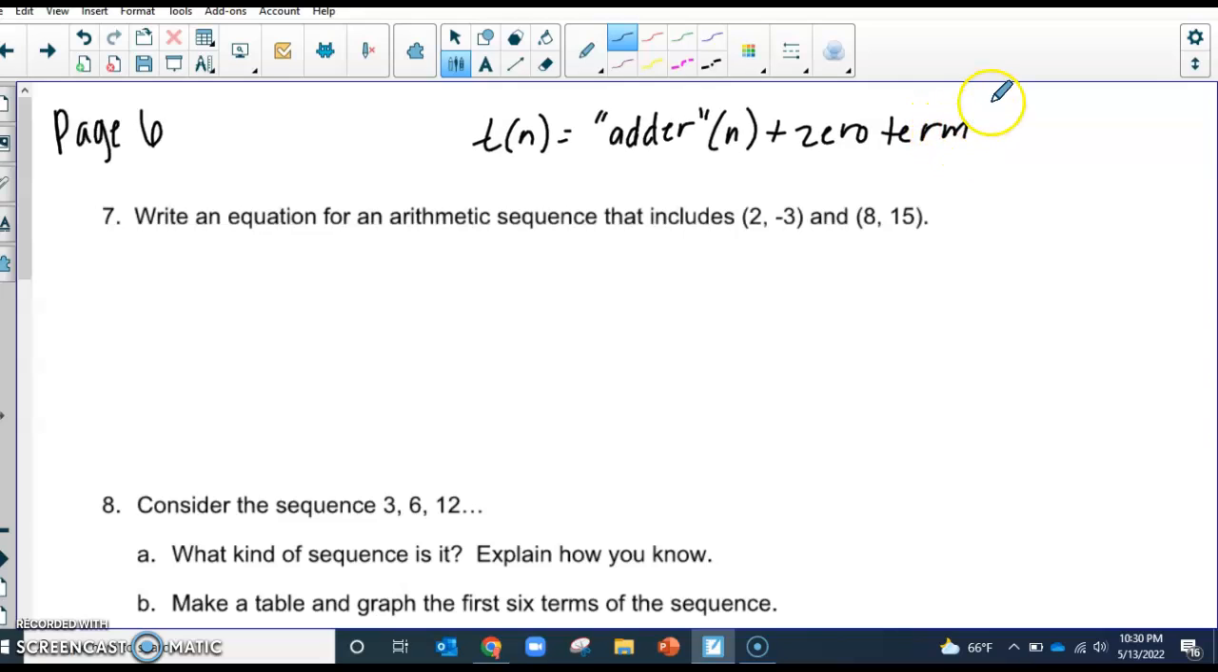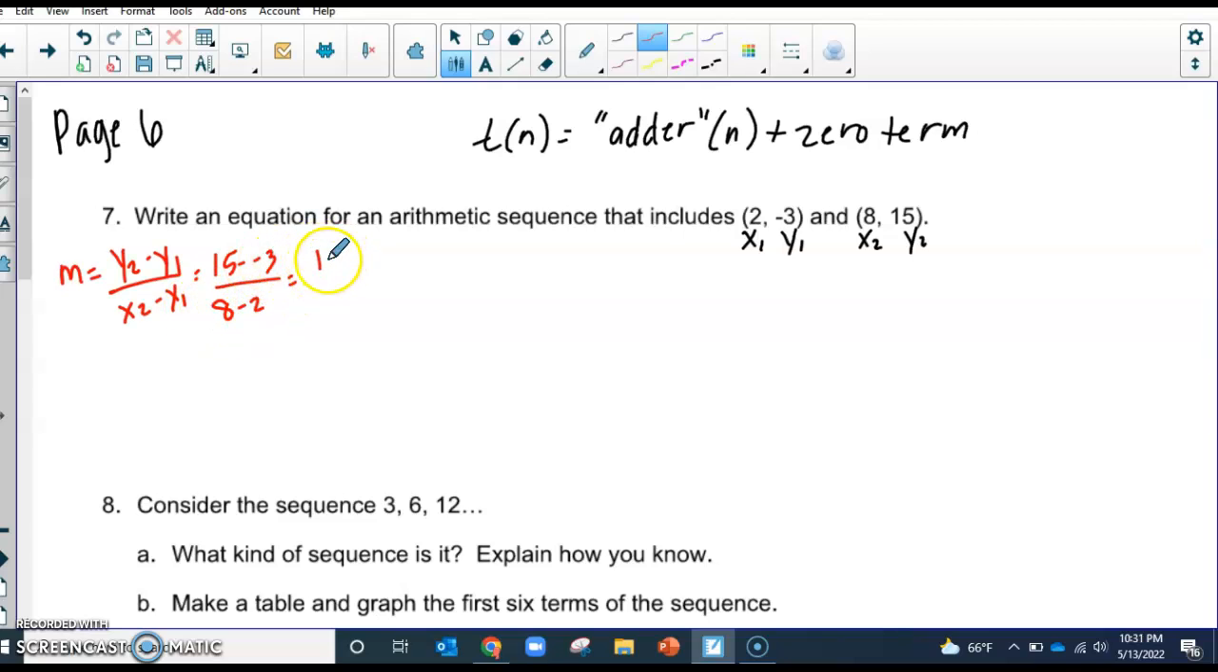So the way that we can do this is essentially we've got y equals mx plus b. It's a very similar equation. So I'm going to label my x and y's here, and I'm going to start by coming up with what my slope would be. So I've got y2 minus y1 over x2 minus x1. This is going to be 15 minus negative 3 over 8 minus 2. So I've got 18 because two negatives become a positive, divided by 6, which is 3.